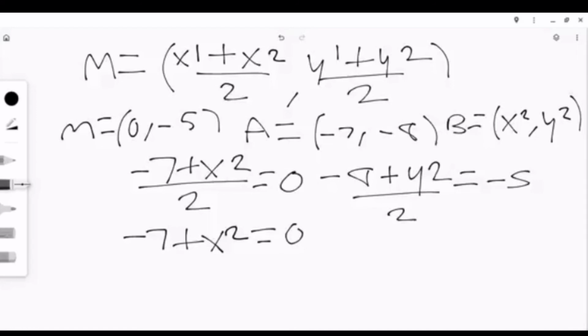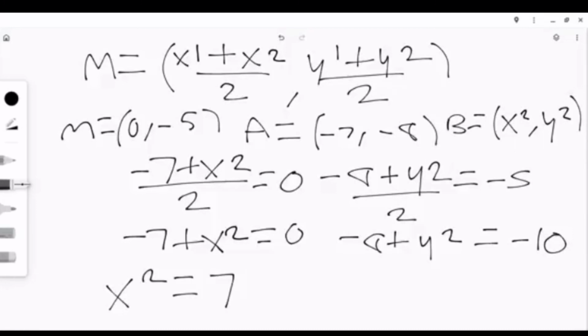Then you do the same thing for the other problem. You bring down the numerator and you multiply by 2. Now subtract -7 from each side. Do the same thing for the other equation. Then your final answer is 7, -2.